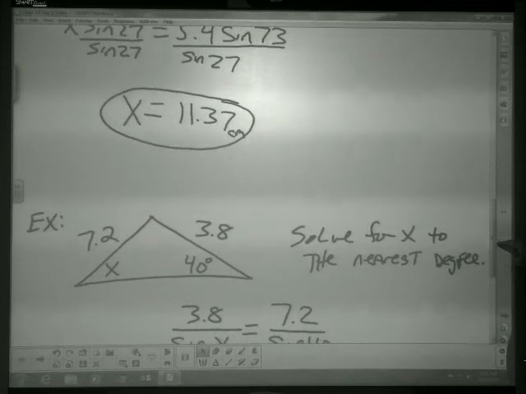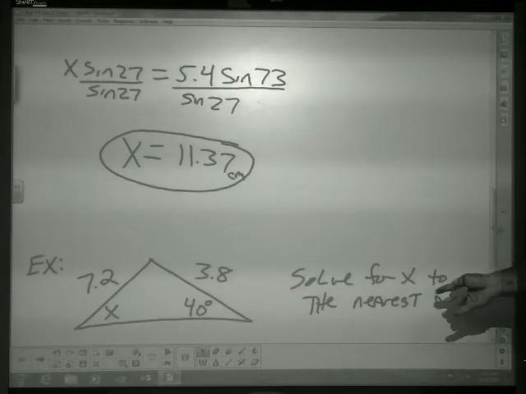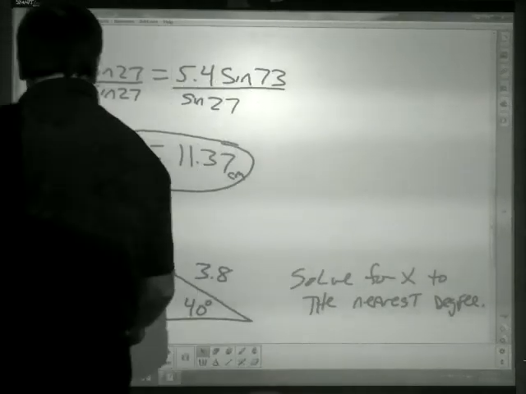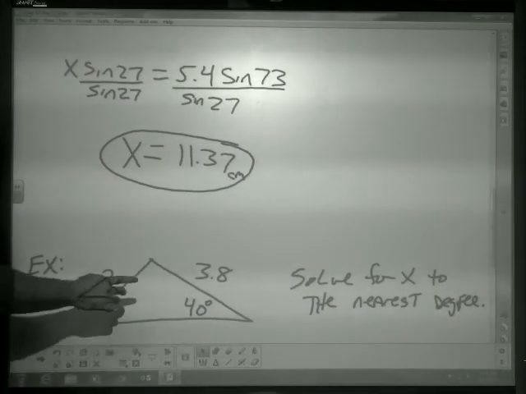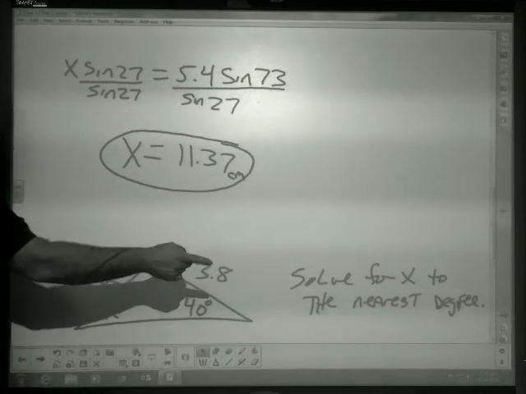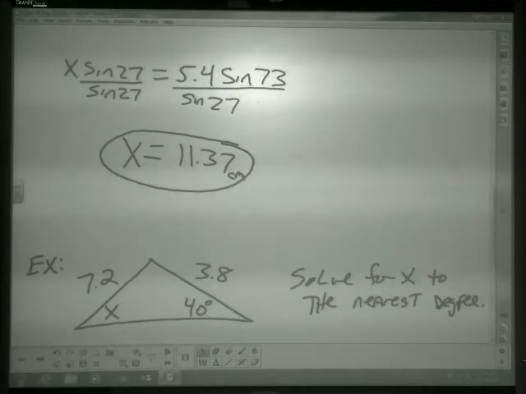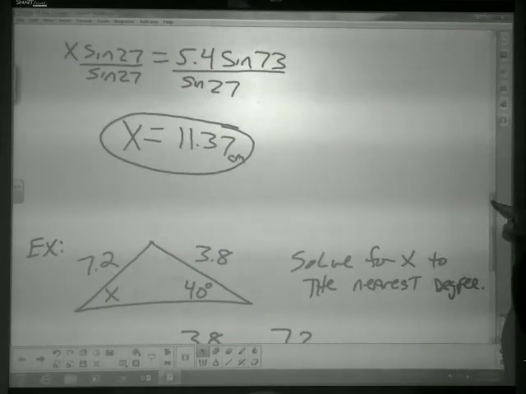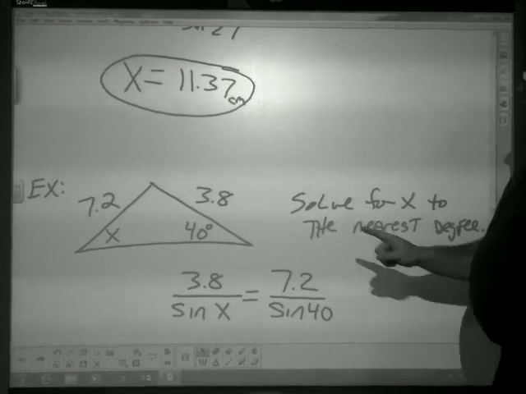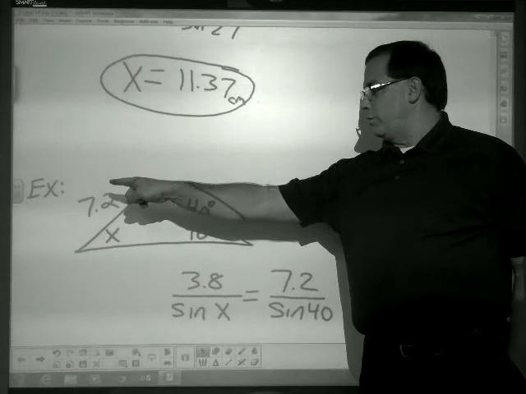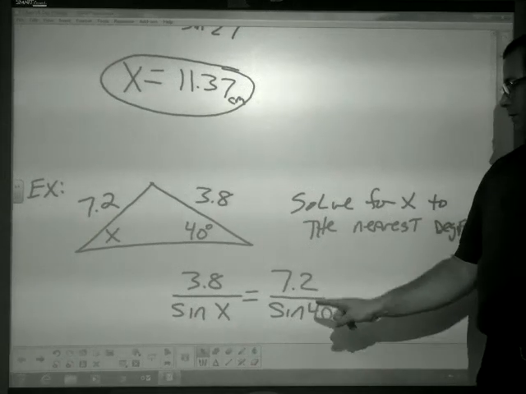So that's like if we're missing a side. What if we're missing an angle? Here's one, solve for x to the nearest degree. In this case, I'm missing the angle. But what do I have? I have a side and an angle opposite. All right, so let's set up our proportion. Again, sides go on top. So 3.8 over the sine of x equals 7.2 over the sine of 40.